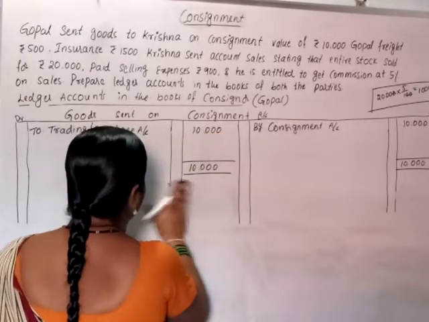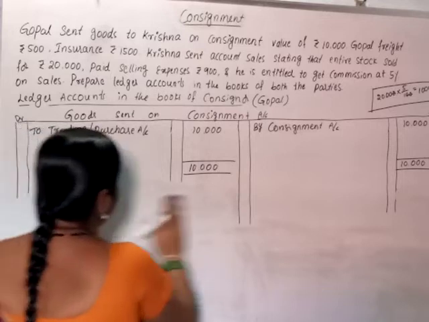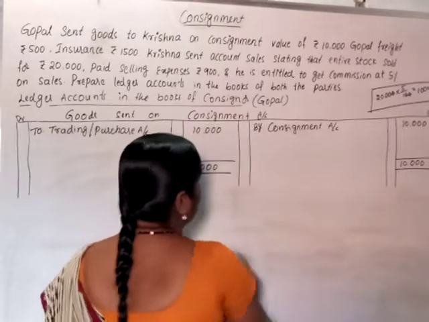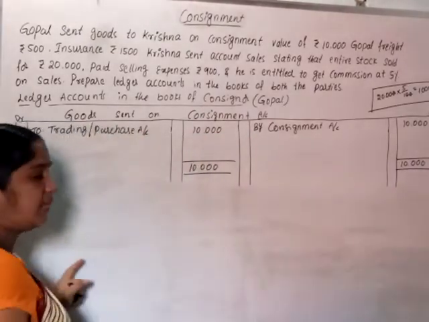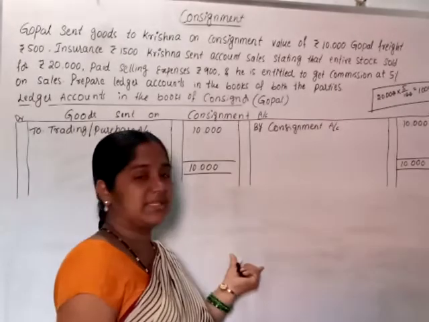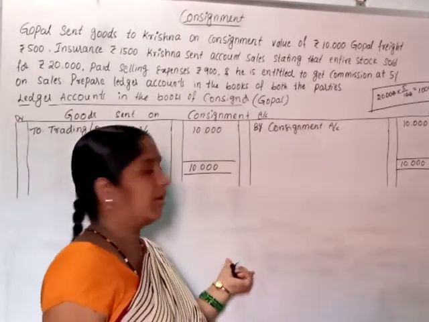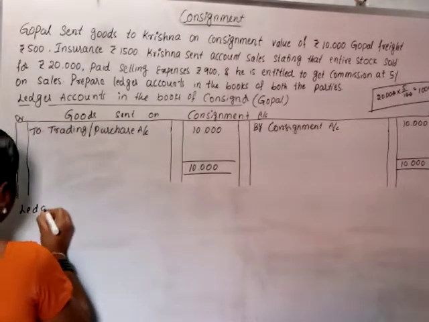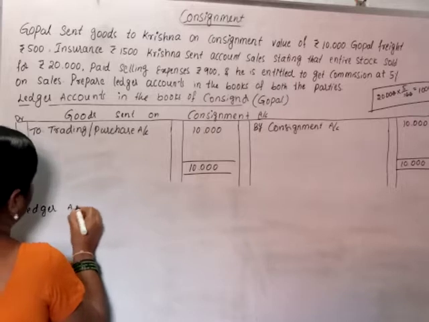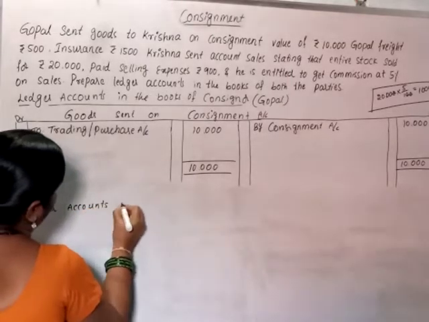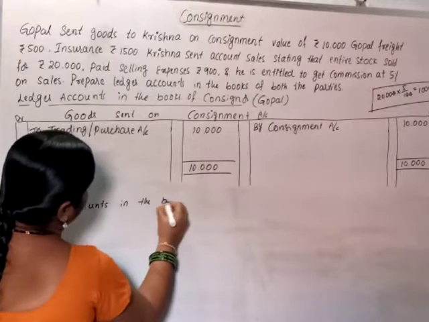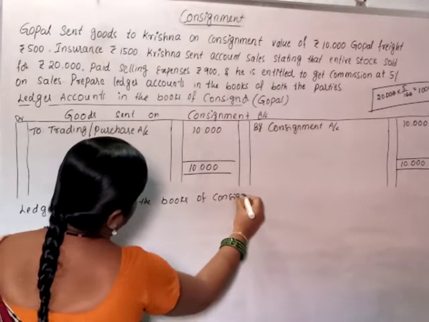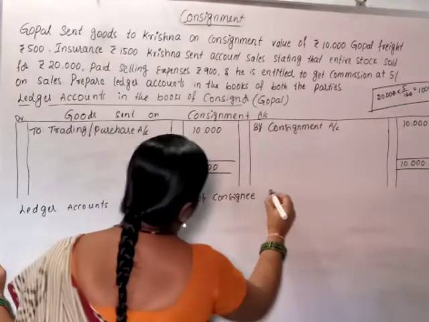And these are the three accounts we calculated in the books of consignor only. Now, he is asking you to prepare the ledger accounts in the books of both the parties. Means in the books of consignee also, we have to open. So, in the books of consignee, I write down ledger accounts in the books of consignee. Who is the consignee here? Krishna.